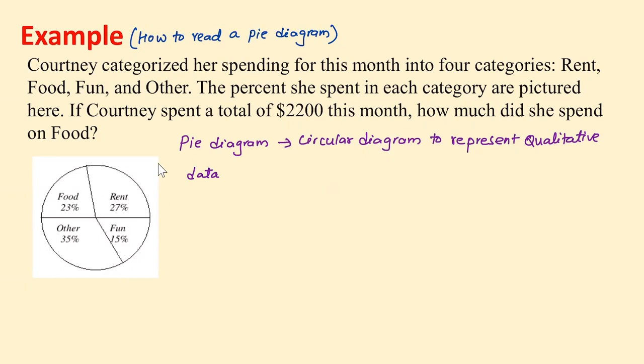For example, in this pie diagram, you can see that the data values are food, rent, fun, and others. And the corresponding value to rent is 27%, corresponding value to food is 23%, corresponding value to fun is 15%, and for others, it is 35%. So a pie diagram is a circular diagram, and to represent each of the data value, it is divided into smaller portions, like the way it is shown here. And those smaller portions are the sectors.